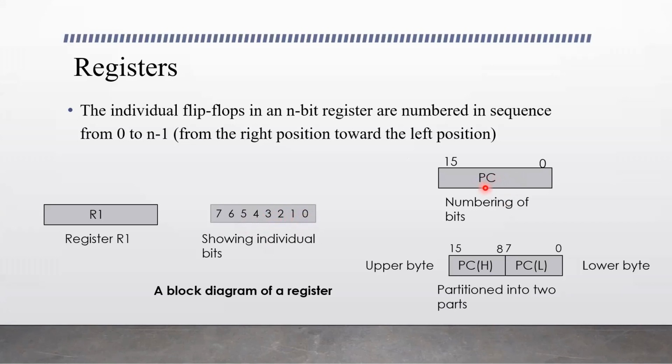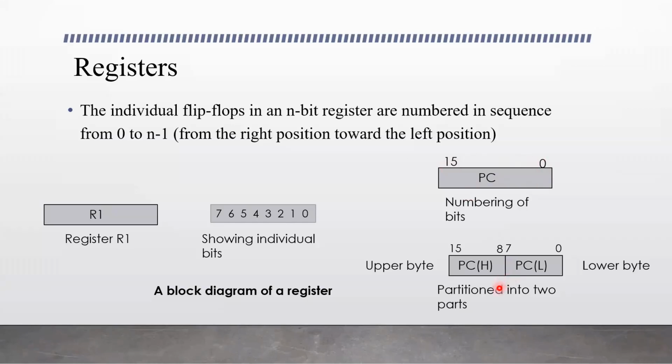Here is a register, the program counter, shown in this figure. The name of the register is program counter, and it has 16 bits. So the 16-bit program counter can be numbered, and we write the numbers at the top of the register, starting with 0, the 0th bit. PC of 0, PC within brackets 0, refers to the 0th bit of the program counter register, and PC of 15 refers to the 15th bit, as it has 16 bits. As this register has 16 bits, we have numbered it from 0 to 15.